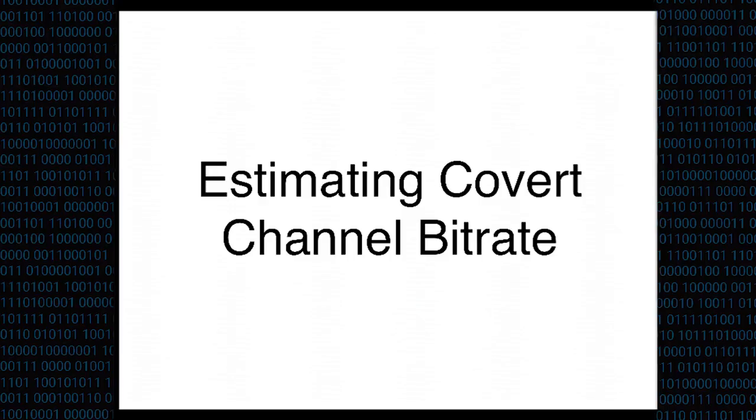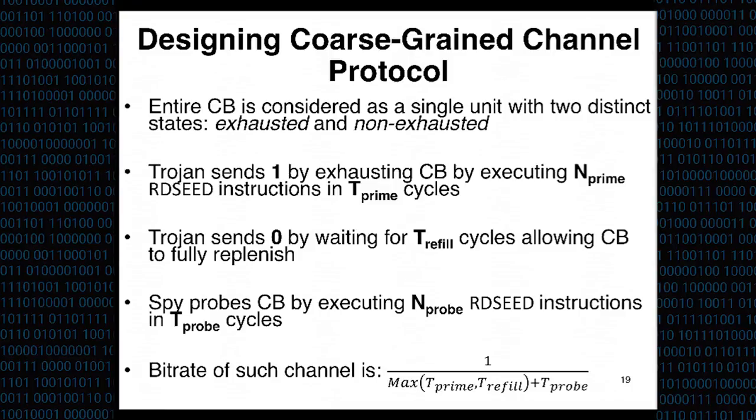And so now let's look into some real capacities here, some bit rates that we can realize using this communication. Now, you could treat this channel in a fine-grained fashion. You have four entries and somehow manage it at an entry level, okay? But it's too much effort, too complicated, so we just treat the whole unit as a single unit. And if the request fails, it fails. If not, not. So we don't break the CB into multiple entries. What happens here is that the Trojan sends a one by exhausting the CB, right? By executing N prime, let's call this N prime, the number of RDC instructions.